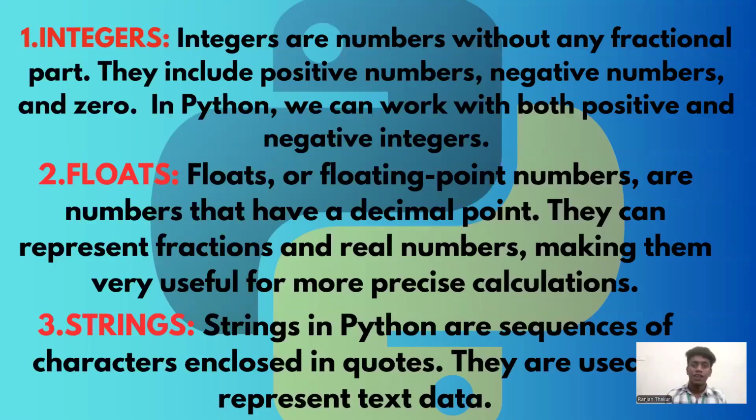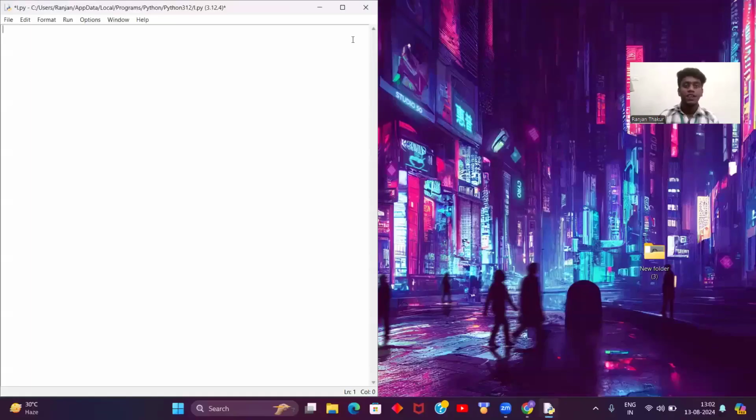Let's now talk about the second data type, that is floats. Floats, or floating point numbers, are numbers that have a decimal point. They can represent fractions or real numbers, making them very useful for more precise calculation. Now let us see the next data type example, that is floats.